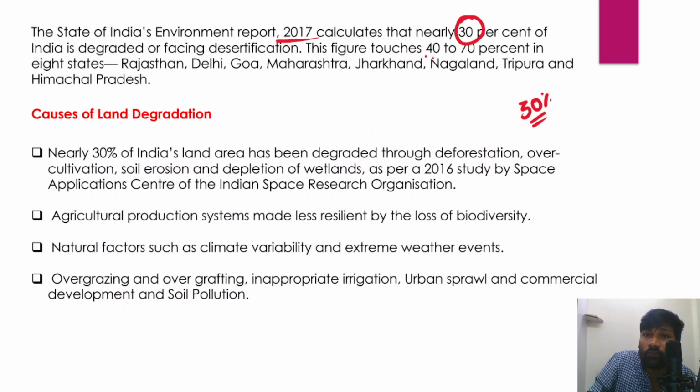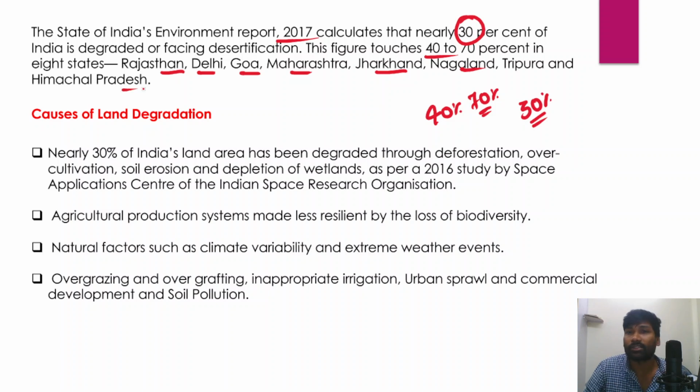even touch 40 to 70%, and that could further threaten India's food security, particularly in states like Rajasthan, Delhi, Goa, Maharashtra, Jharkhand, Nagaland, Tripura, and Himachal Pradesh. So in all these respective states, the land degradation or desertification could touch anywhere between 40 to 70%. So what are the causes of land degradation, right? There are multiple causes which are responsible for land degradation.